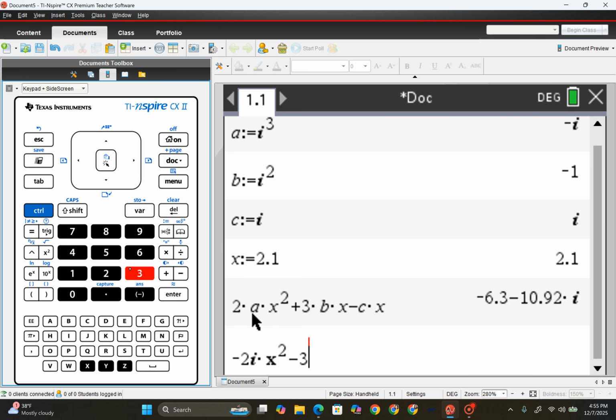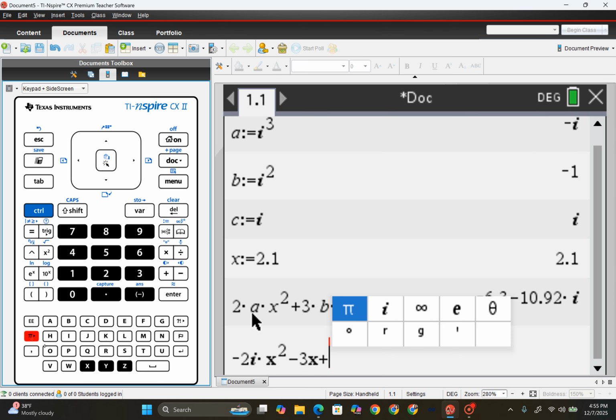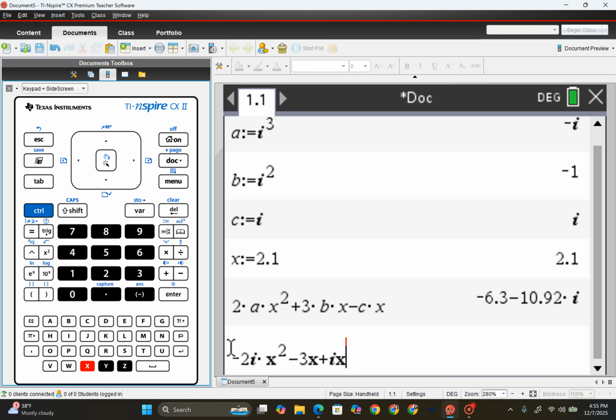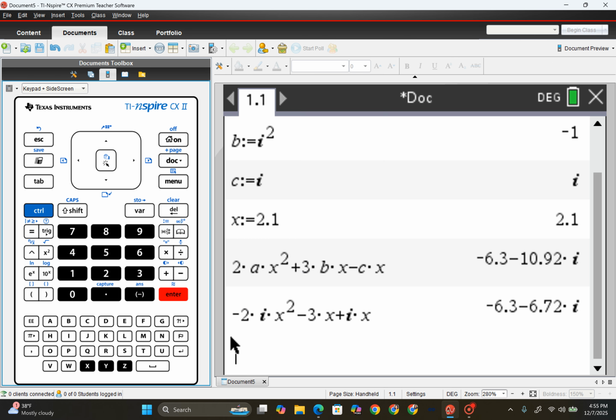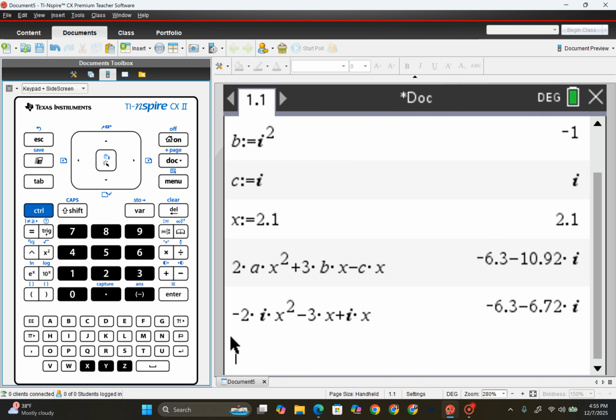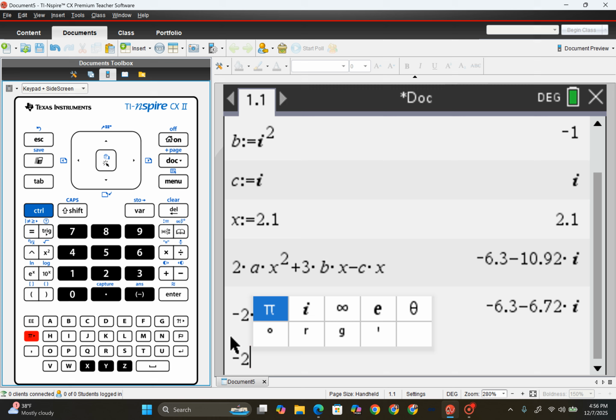Minus 3x, and then plus i x, and we're going to hit enter, and that does not give us the same thing. Okay, so you'll see that when we plug in the third one, I'm going to try to keep this video short, but when you plug in the third one, I want to show you that we're going to do this.